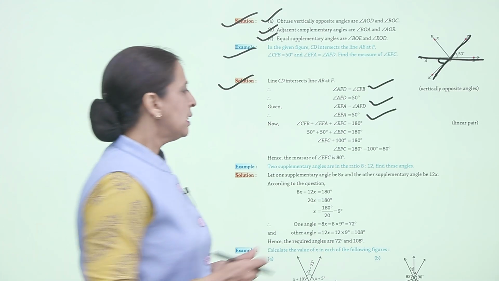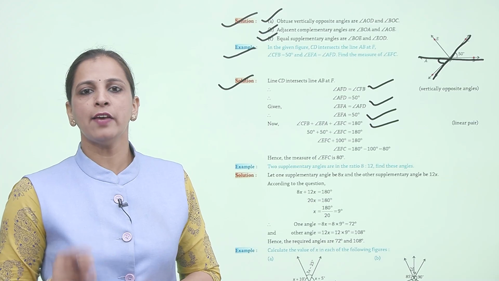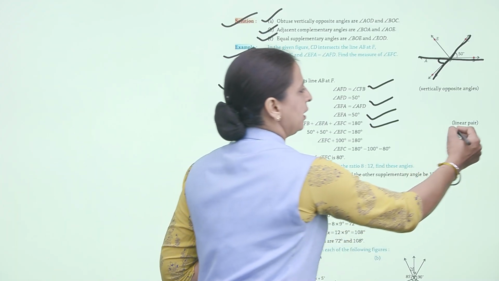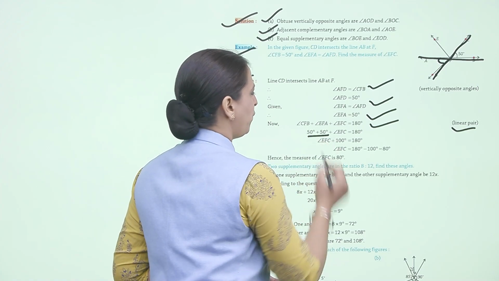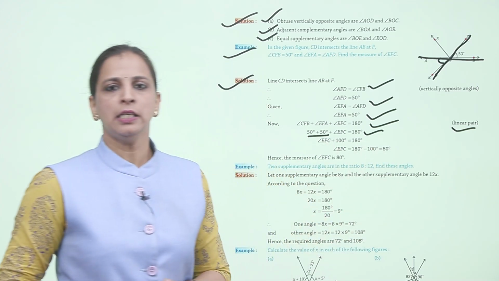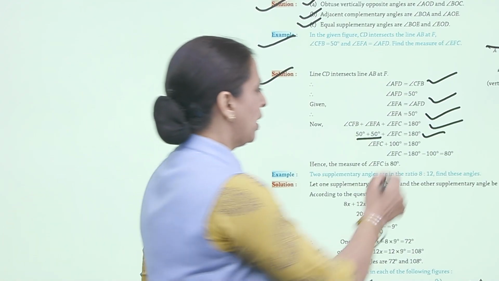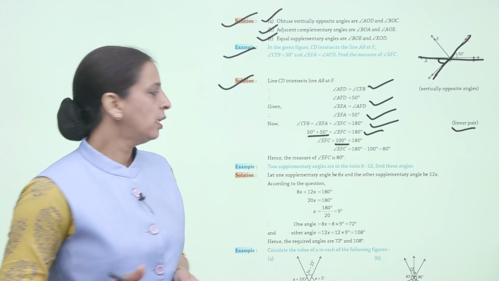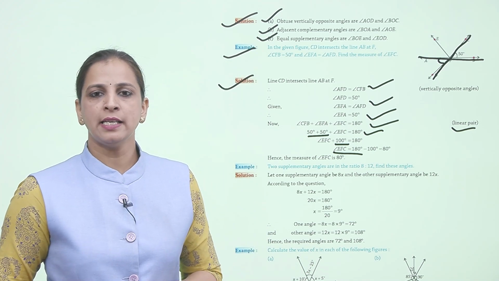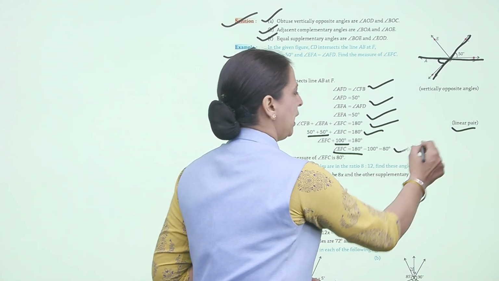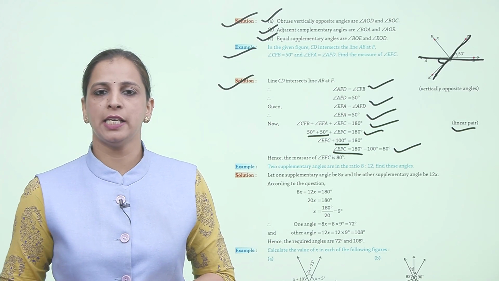Now angle CFB plus angle EFA plus angle EFC is equal to 180 degrees. That is linear pair. Now इन दोनों का मेजर 50-50 डिग्री प्लस एंगल EFC इज इक्वल्स टू 180 डिग्री. सो एंगल EFC प्लस ये 100 डिग्री हो गया. So angle EFC is equal to 180 minus 100 degrees, that is equal to 80 degrees. Hence the measure of angle EFC is 80 degrees.